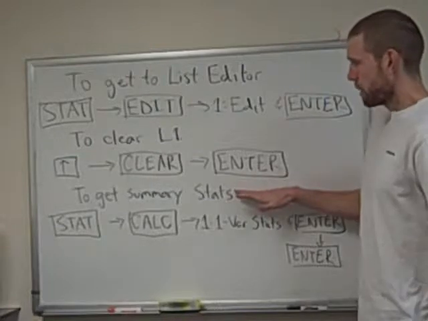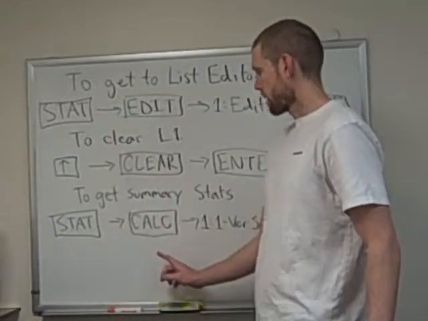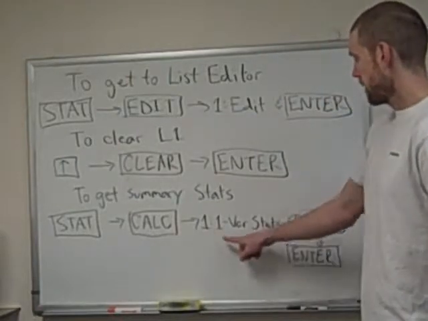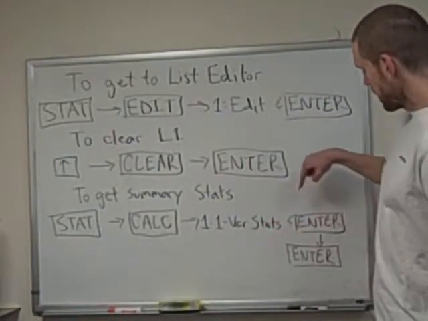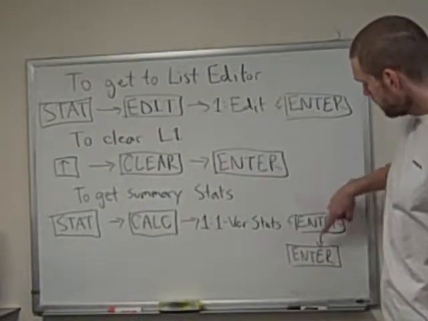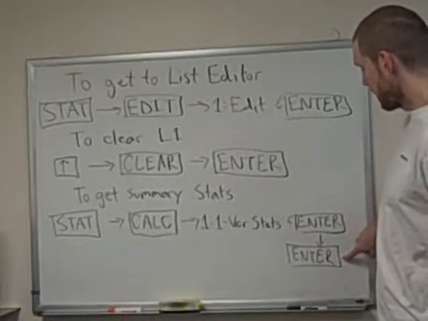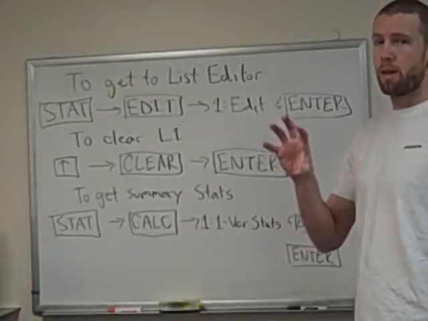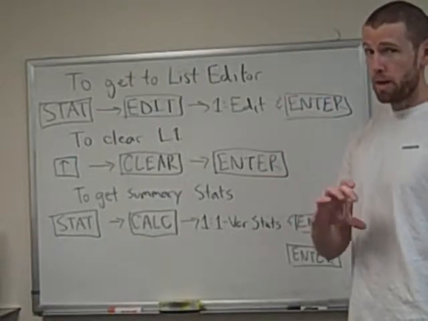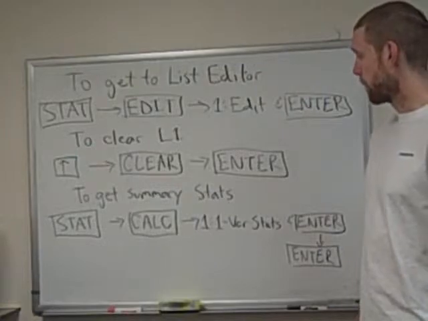And to actually get the summary stats, what you do is the stat button and then the calc button, and then there's the command 1 called one variable stats. You hit enter to select it, and then you have to hit enter again to actually get the command to run. It will assume that you want to do it with the data set in L1 unless you tell it otherwise. So that's why I suggest just to use L1.